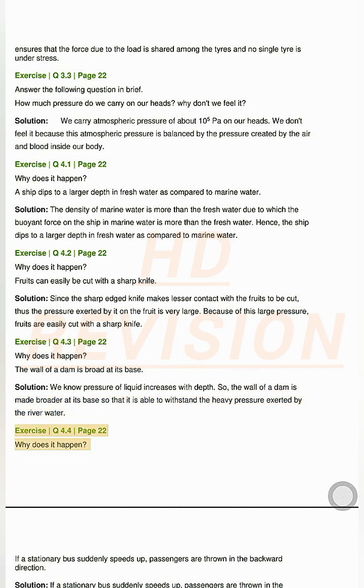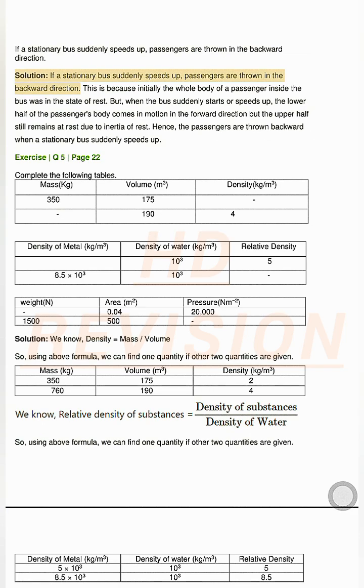Exercise Q 4.4 page 22. Why does it happen? If a stationary bus suddenly speeds up, passengers are thrown in the backward direction. Solution. If a stationary bus suddenly speeds up, passengers are thrown in the backward direction.